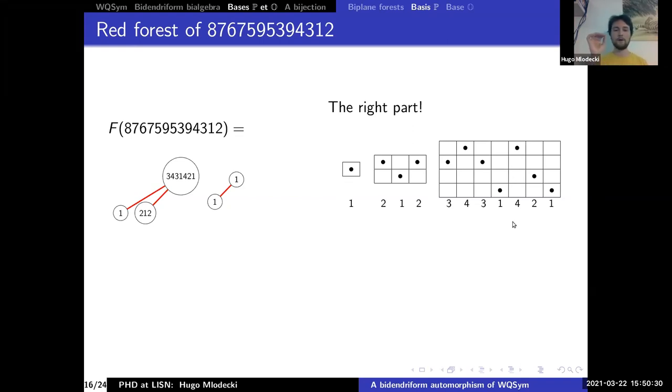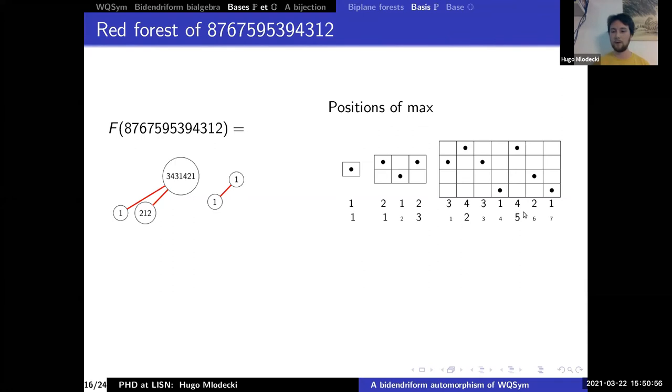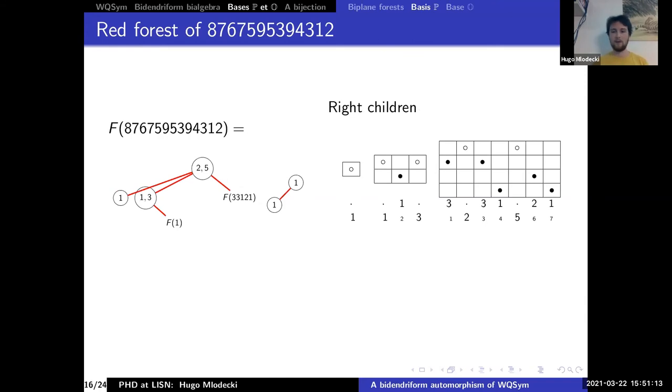And now we will focus again on maximums, but on positions of maximums. So for each word in each node, we look at the position of the maximums. So here for the first it is 1, for the 2, 1, 2 the positions are 1 and 3. And for the word here, the maximums are at positions 2 and 5. So we just have this as a new label of the node. And what remains of the word will be the right children. Okay? So I just do it step by step here.